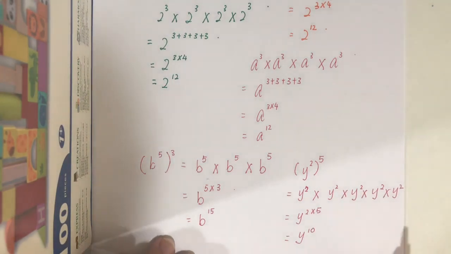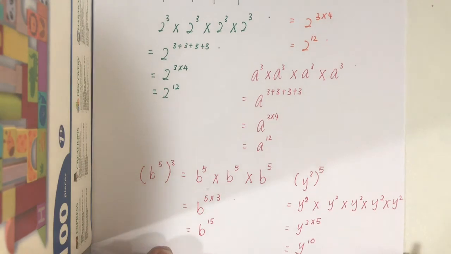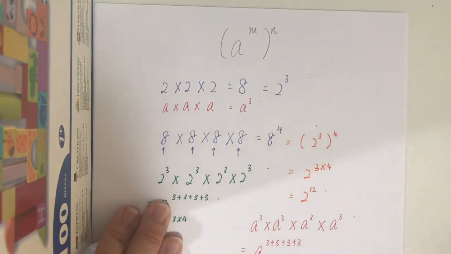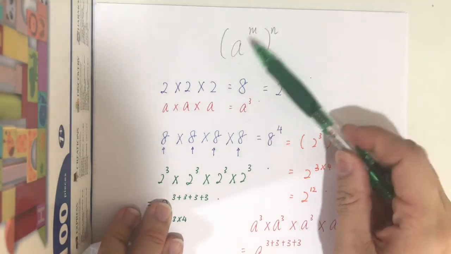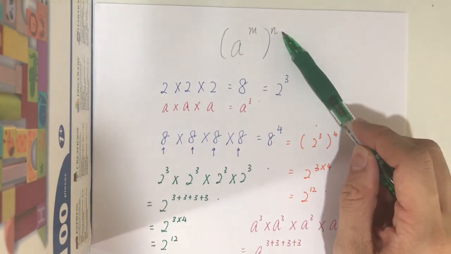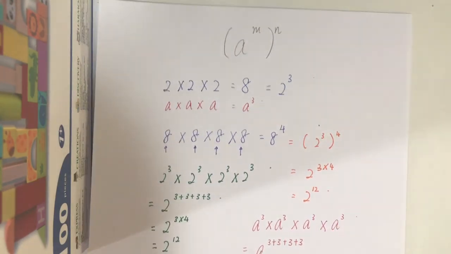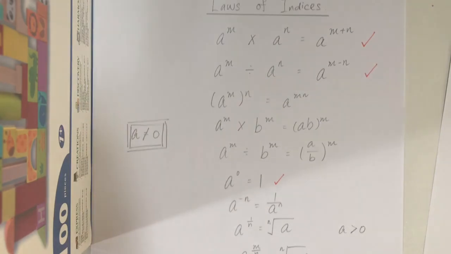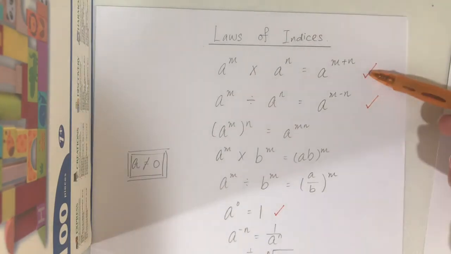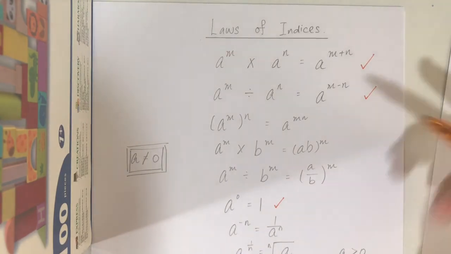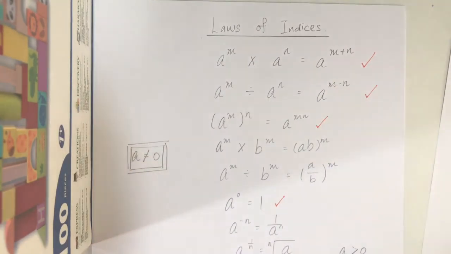Okay, so this sums up the example for the rule a to the power of m, the entirety to the power of n. Okay, so let's visit back to the laws of indices. So we have covered this, and today this is done.